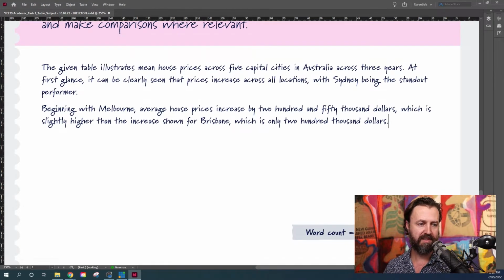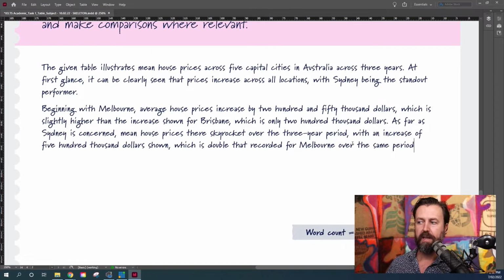Okay, let's go to the next sentence. Let's copy this down here. Now we're changing subjects. So as far as Sydney is concerned, mean house prices, again, average house prices, skyrocket, increase dramatically over the 3-year period. Again, now in more detail, with an increase of $500,000 shown. Again, let's talk about a comparison, which is double that recorded for Melbourne over the same period.